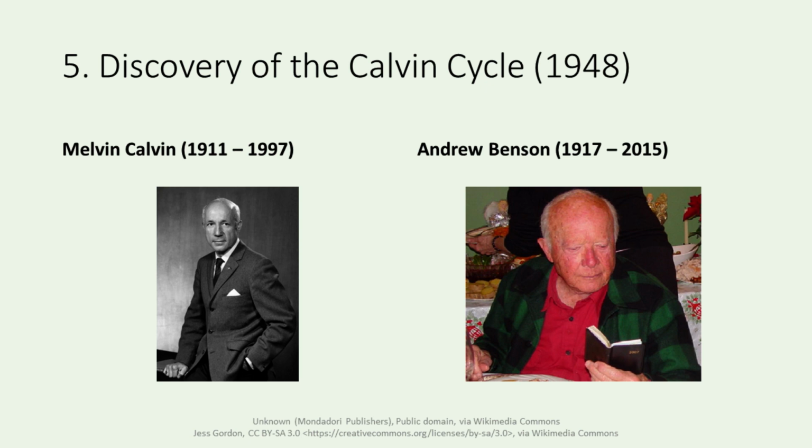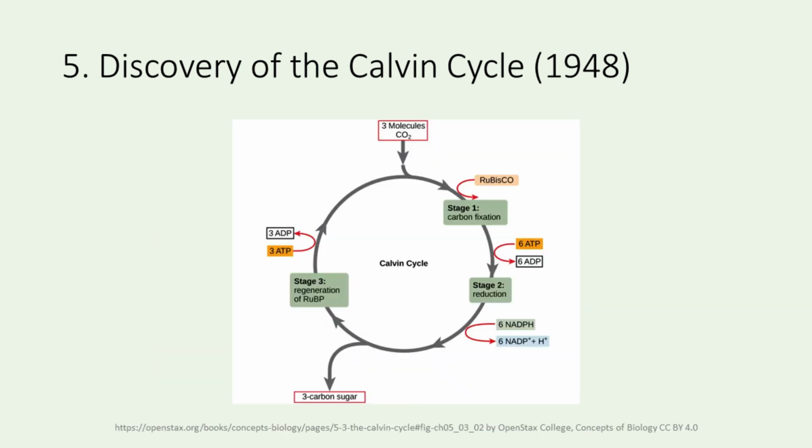Fast forward to the mid-20th century, where scientists like Melvin Calvin and Andrew Benson unraveled the intricacies of the Calvin cycle. This discovery significantly advanced our understanding of how cells harness energy. Calvin and Benson used the radioactive isotope carbon-14, along with chromatography, to discover the pathway of glucose synthesis from carbon dioxide. The image illustrates the 3 stages of the Calvin cycle.